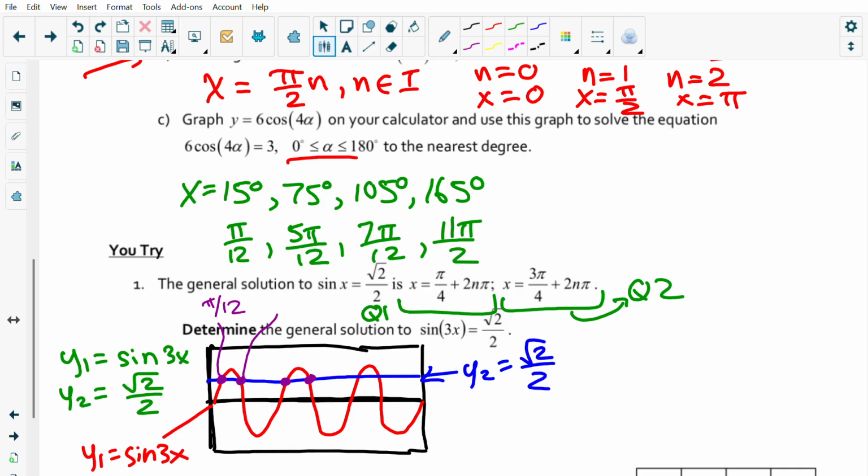Okay, what's this next one here? So if I do that intersection point, go back to my graph, intersect, I get 0.7853982. Well, that suspiciously looks like 3 pi divided by 12. Yep, so this is 3 pi divided by 12.